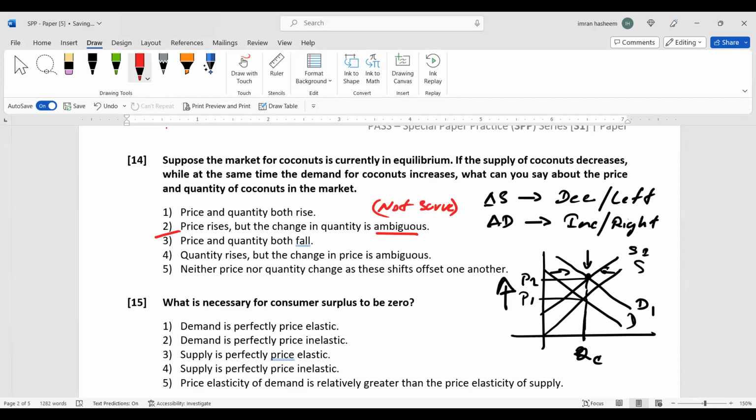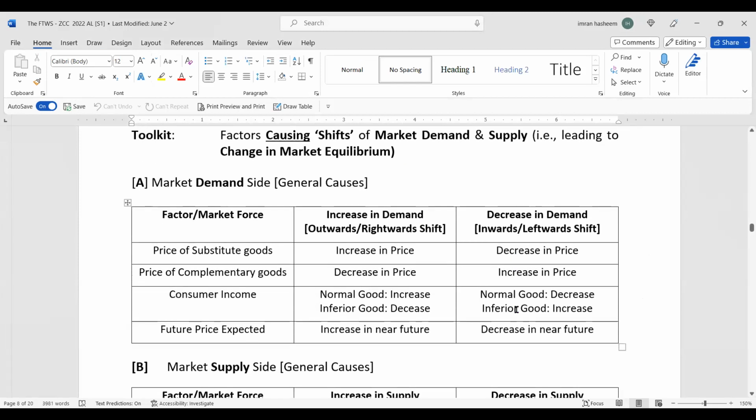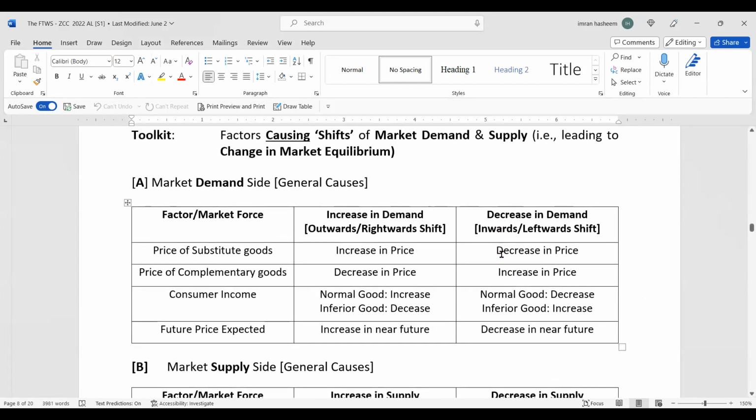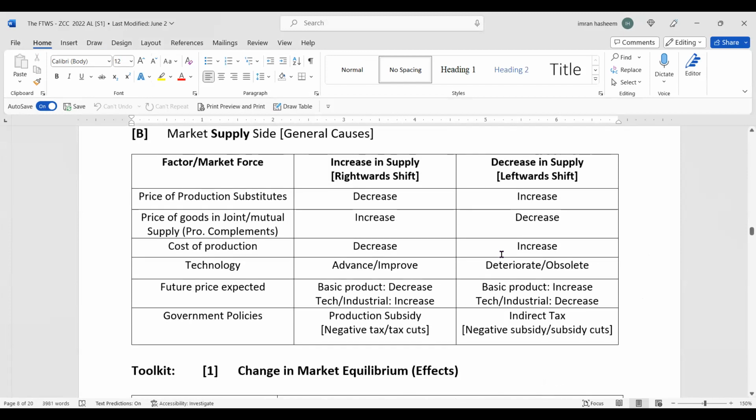I will quickly share something with you guys, just to give you a bit of an idea and perhaps some confidence about the MCQ Toolbox workshop series we will be starting. Here is just a summary of how the equilibrium changes. Factors causing a shift of market demand and supply, that's where we start, in other words what leads to a change in market equilibrium. First I'll cover the demand side, general causes, then the supply side. So we summarize everything and make it easy to remember. These are tools that we can use.